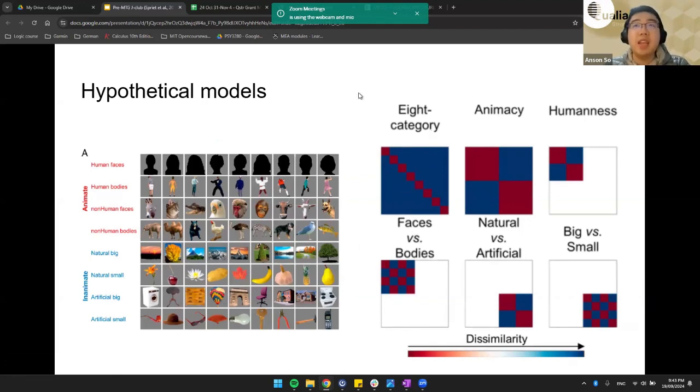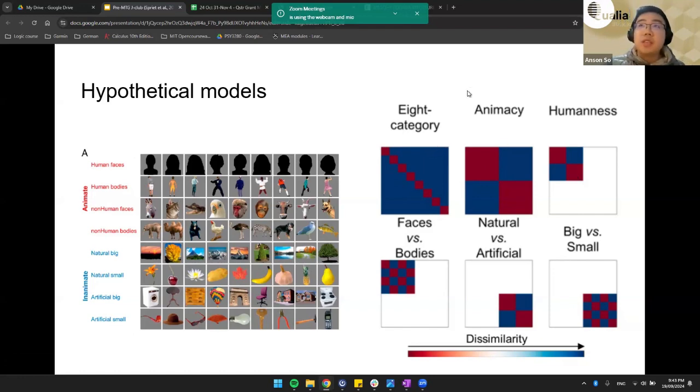So for example, in the 8 category model, they presume that this subject would perfectly distinguish between human faces, between all 8 categories, so that only those that have the same category would be identical, and those that are not in the same category would be maximally different.